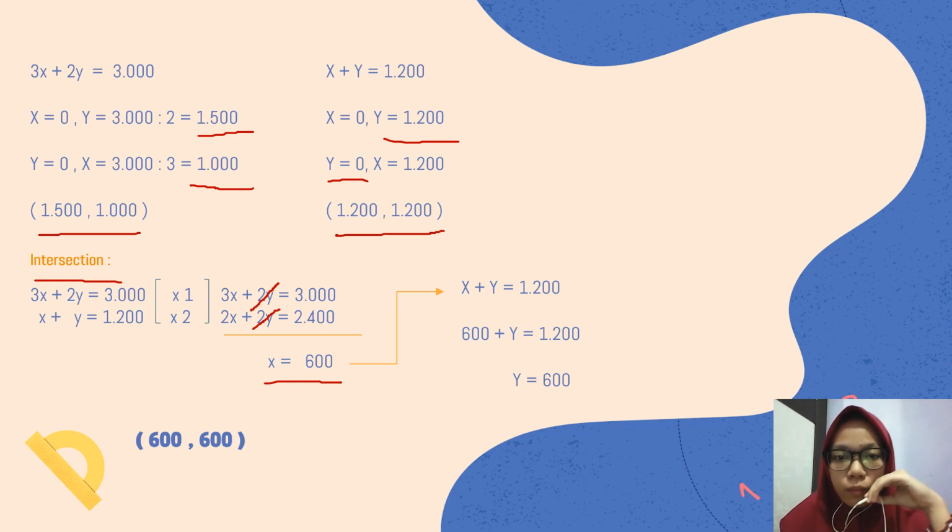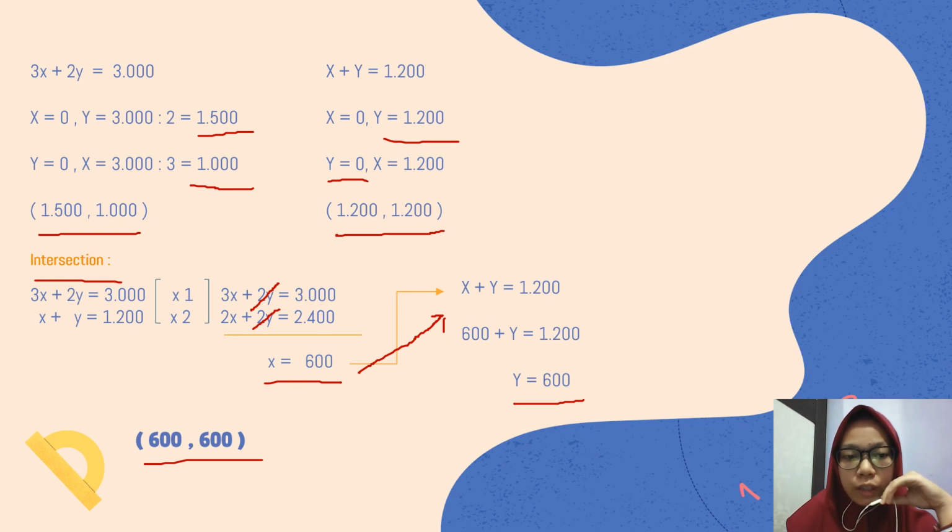And then x plus y is equal to 1,200. The value of x is 600, and then plus y is equal to 1,200. y is equal to 1,200 minus 600, and the result is 600. So the point of intersection is 600, 600.